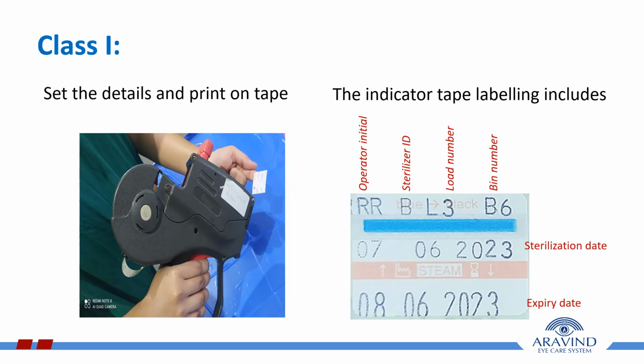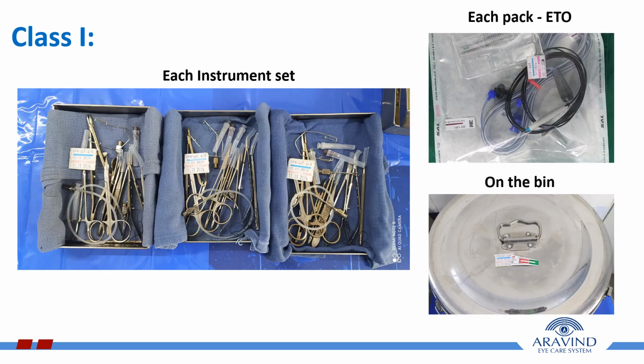When coming to the 3-line tape, that is class 1 indicator, the tape can be labeled with the details of operator initial, sterilizer ID, load number, number of bin, sterilization date and the expiry date. The first picture is showing the indicator labeling gun. By using this gun, we can set the numbers and letters and print on each tape. This indicator should be tested on each instrument tray, each pack and on every bin.